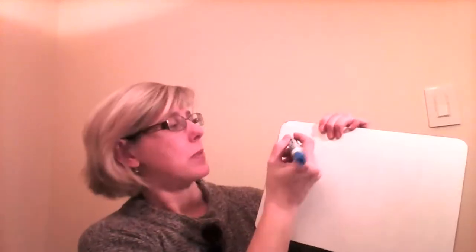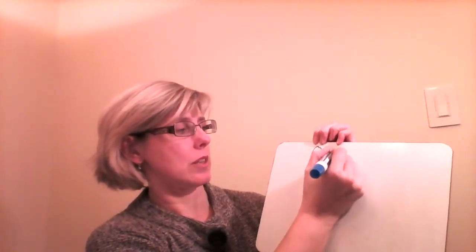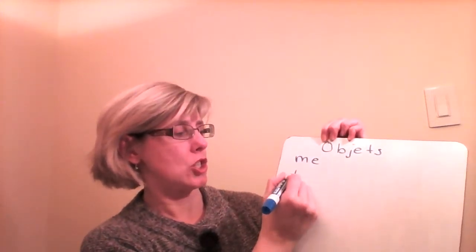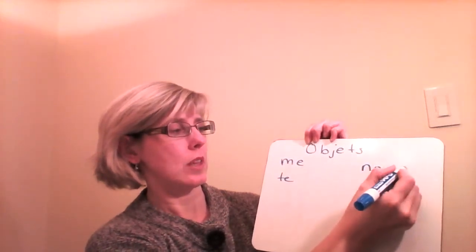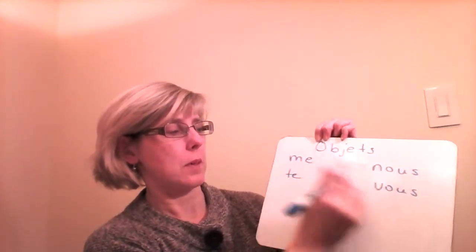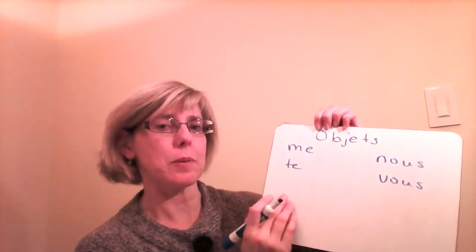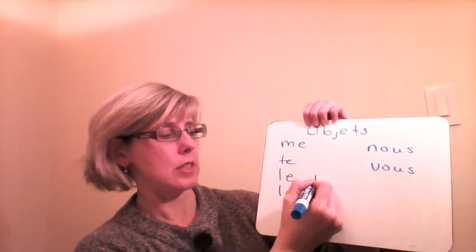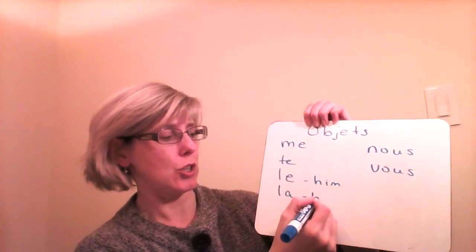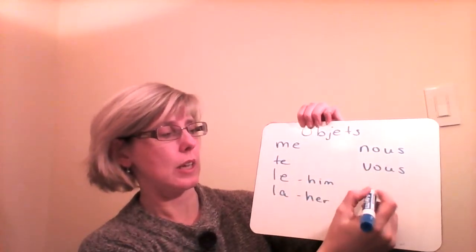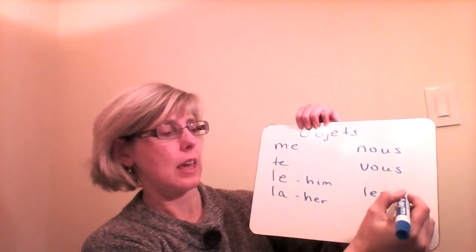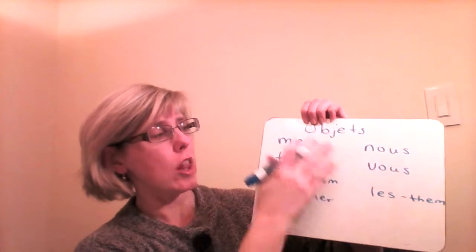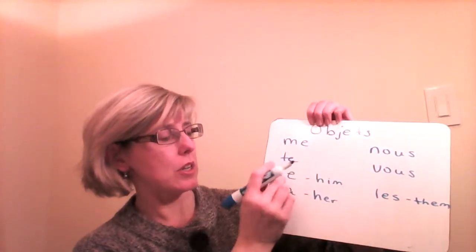Okay, so I'm going to go back to my chart that I just had, and I'm going to create it again. So we have me, te, nous, vous. Me, you, and then what about him and her? So we're going to have le, la, so this is going to be him and her, nous, vous, and les, and that means them. Okay, so these are all object pronouns, but now we're going to start concentrating on le, la, and les.